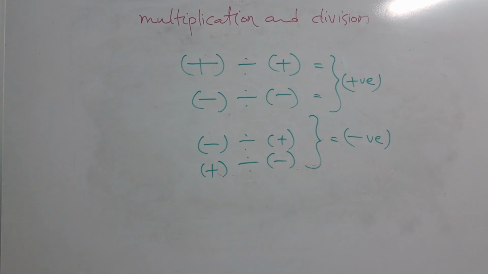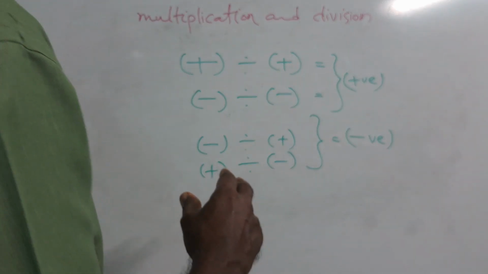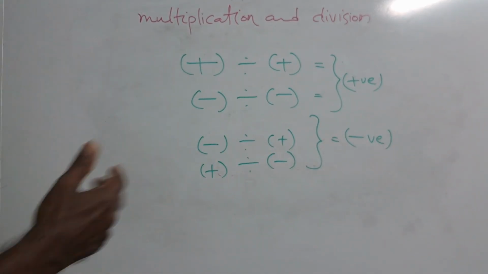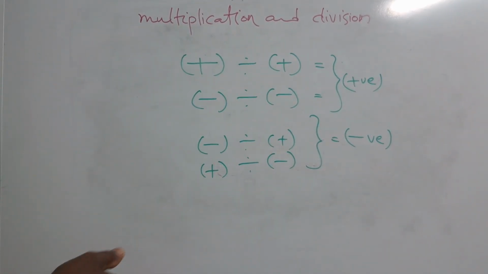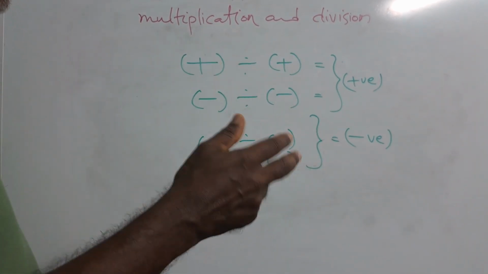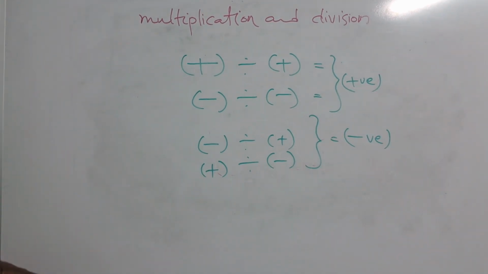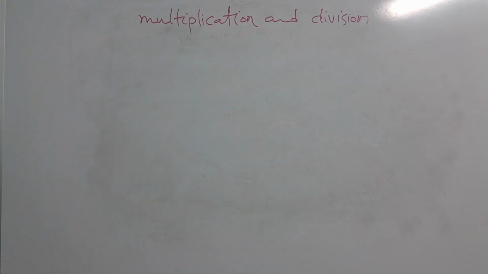If there are three numbers, first we multiply the first two numbers, then multiply the answer by the third number. Or we multiply the second and third number first, then multiply the answer by the first number. Multiplication and division is done by two numbers at a time. Now let's see some examples.